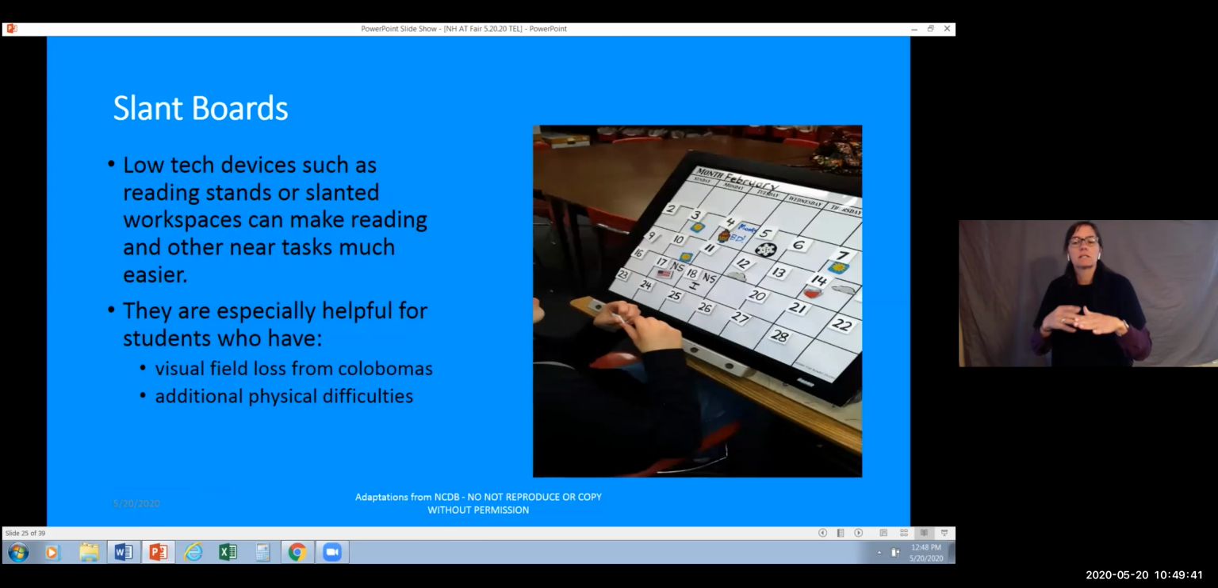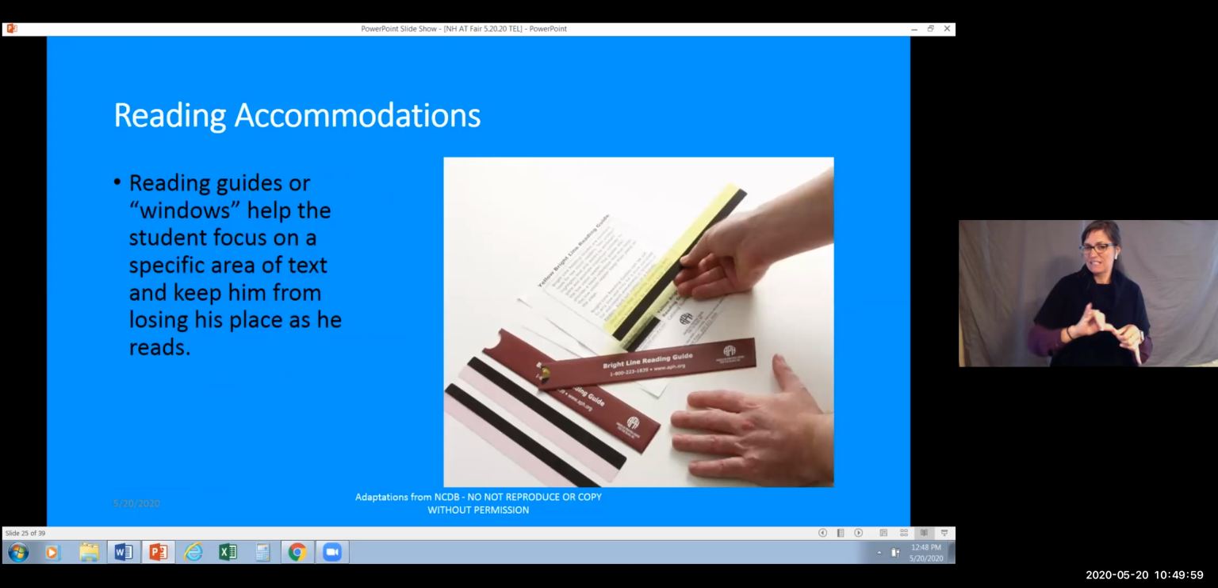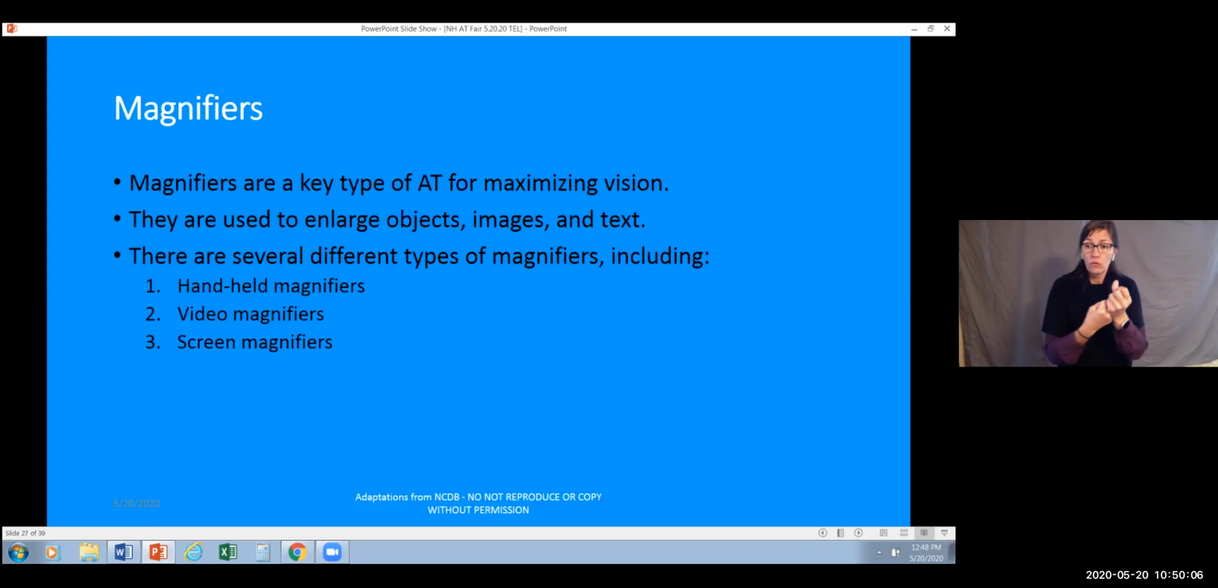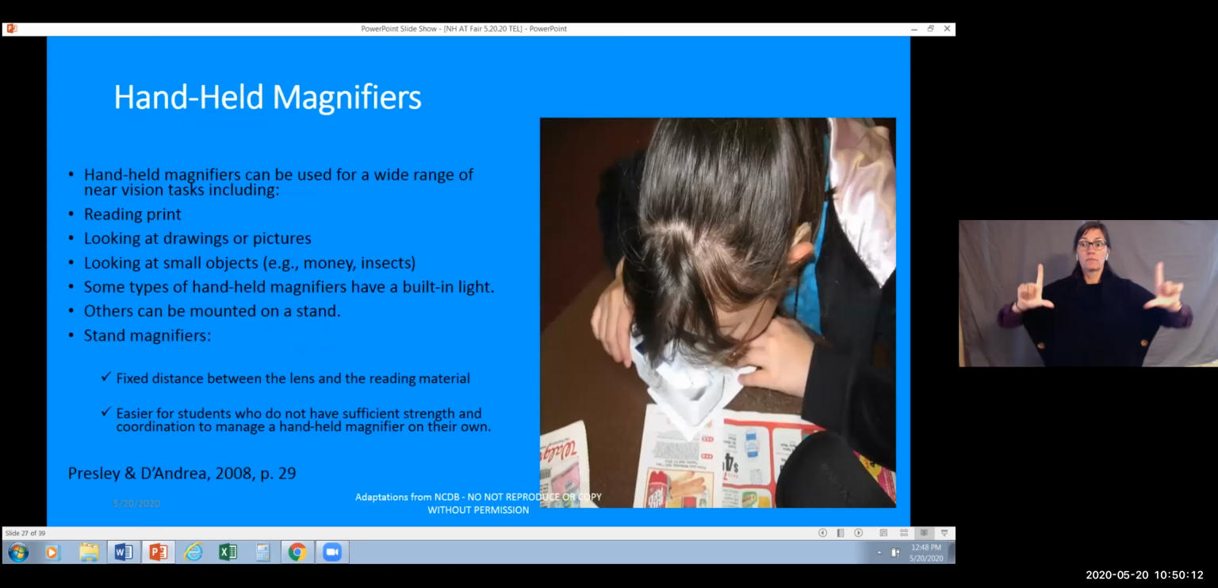Now, slant boards, many children with visual impairments use slant boards. It really helps in terms of the angle and the presentation of materials. The struggle often is the child's size and where they are in terms of presentation of materials. Again, reading materials, this is a way to mark where the reading materials are. There's a variety of handheld magnifiers, video magnifiers, screen magnifiers, and I'll just show you through here.